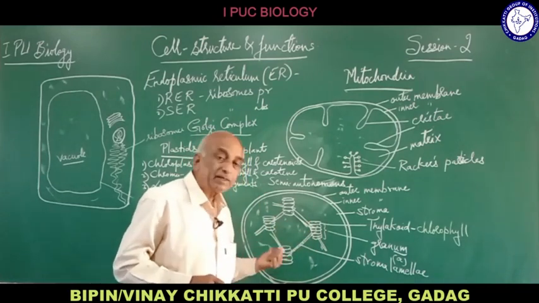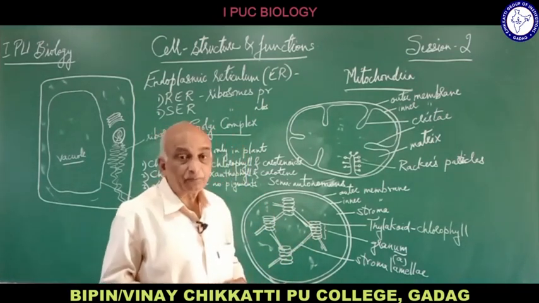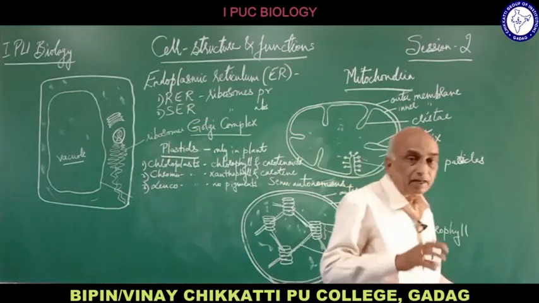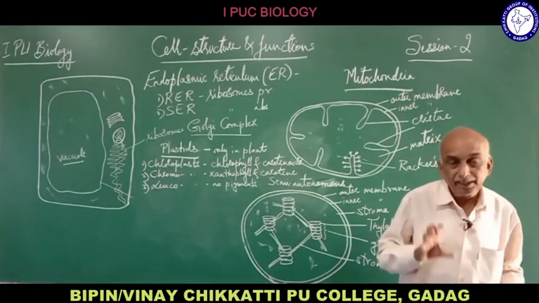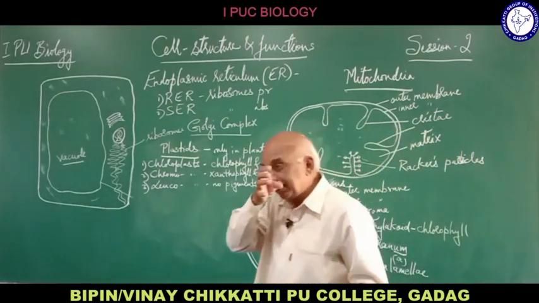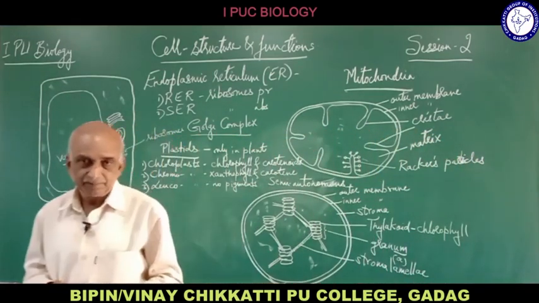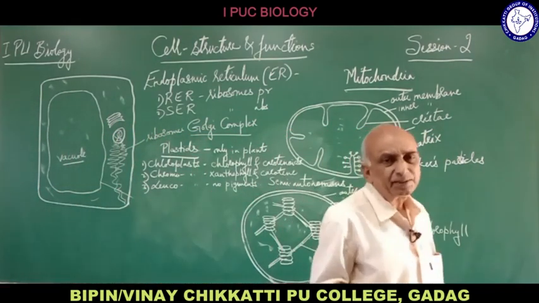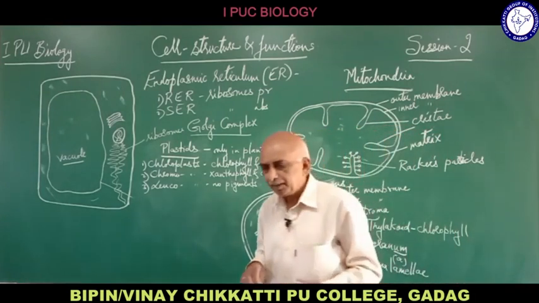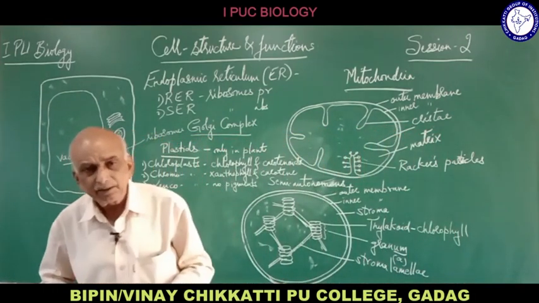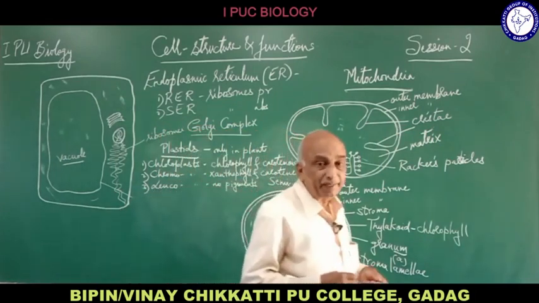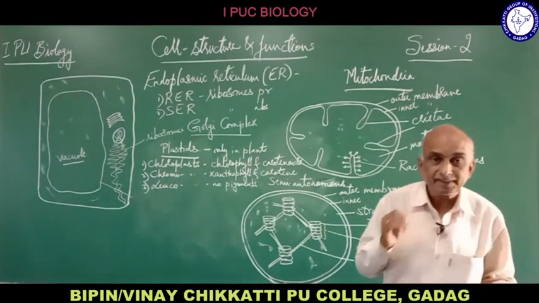And the number of grana in each chloroplast of a plant species is again constant. The number of grana in a chloroplast or a plastid is constant for a species. Now constant means there are certain parts which are very constant. For example, if we look at the chromosomes, the number of chromosomes in a human being is 46.